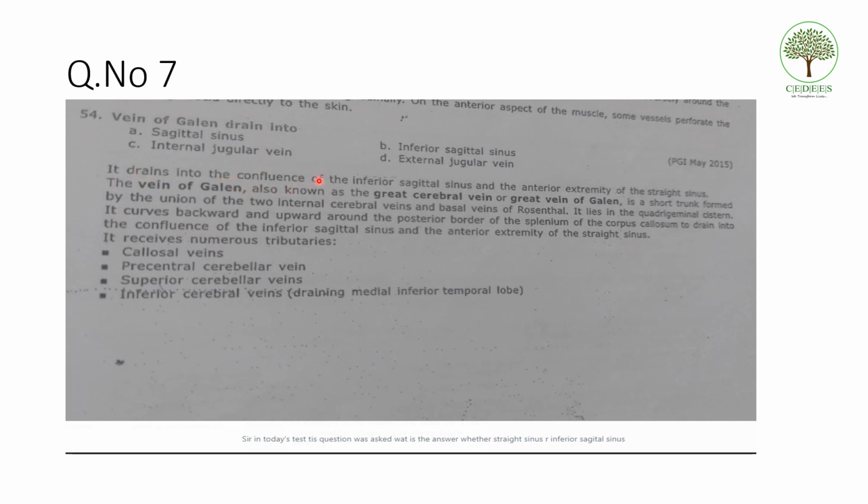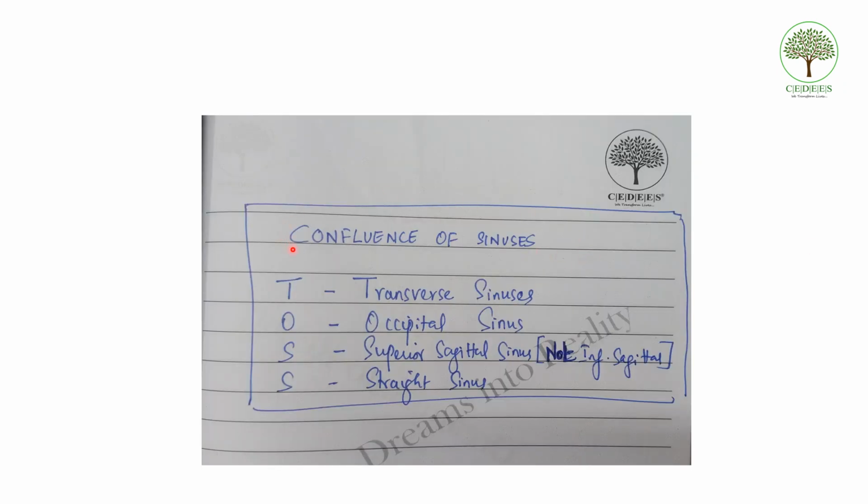Don't get confused with the confluence of the inferior sagittal sinus and the anterior extremity of the straight sinus with the confluence of sinuses. That is a different confluence. What they mean here is the junction. Confluence means the junction of the inferior sagittal sinus with the straight sinus, where the vein of Galen comes and drains. That is what they may mean, not the confluence of sinuses. So look at this slide. The confluence of sinuses is formed by the transverse sinus, occipital sinus, and superior sagittal sinus, not the inferior sagittal sinus and straight sinus. You can remember a password called TOS for this.